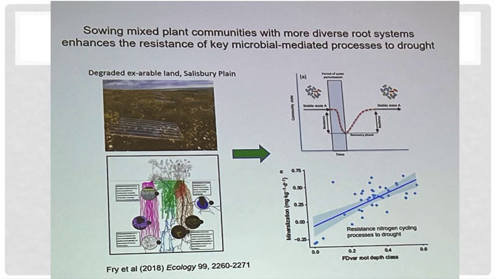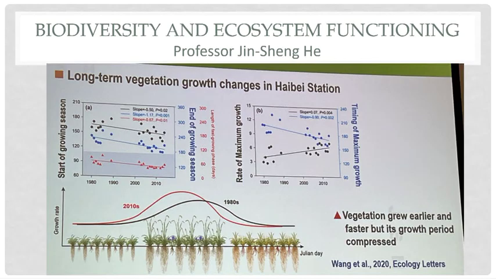But he talked about sowing mixed plant communities with more diverse root systems, not just thinking about the above ground growth, but that enhances the resistance to key microbial mediated processes to drought. In essence, improving drought tolerance, not by just breeding an improved variety for drought tolerance, but by sowing mixed plant communities. And obviously he went into many more things in this presentation. And he mentioned to me at the end of his presentation how well his presentation linked in with Professor Hees.